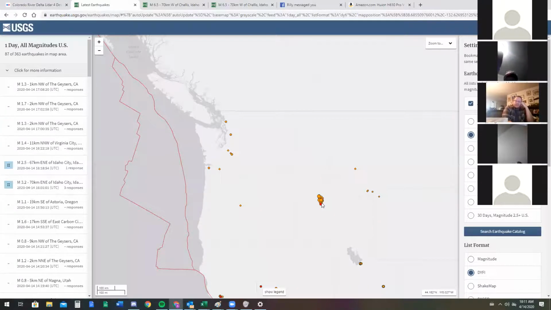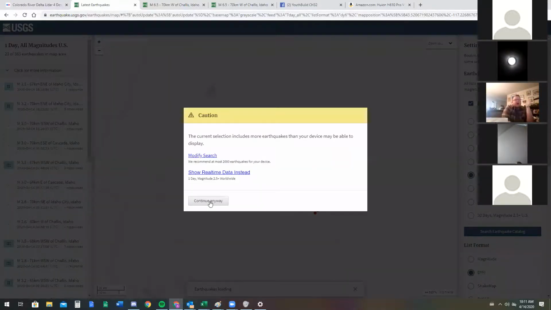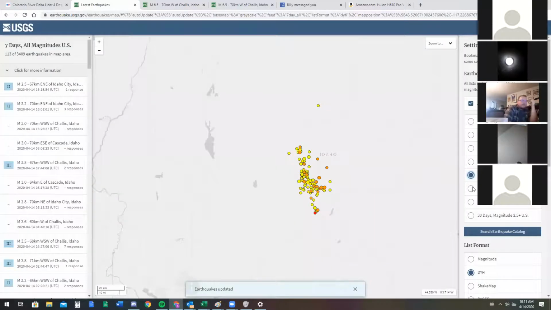A lot of earthquakes. There's a lot of earthquakes. And this is just the past day, right? I just zoomed into Idaho, okay? Now, why don't I go the past week? It's about to blow up. But all of a sudden, I get a warning on my computer that says, are you sure you want to do this? Because this might slow down your computer. Look at how many more showed up in just the past week, okay?